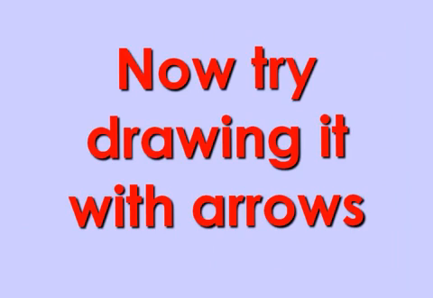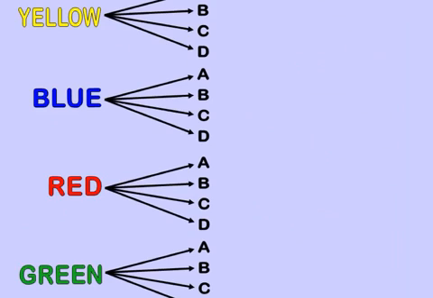So now we're going to try drawing it with arrows, and this is the beginning of our tree diagram. So you can see we have yellow, blue, red, green, and it lists with the other spinner choice. So our one spinner is color and our other spinner is letters. So yellow with A, yellow with B, yellow with C, etc. So pause for a minute and fill this out.